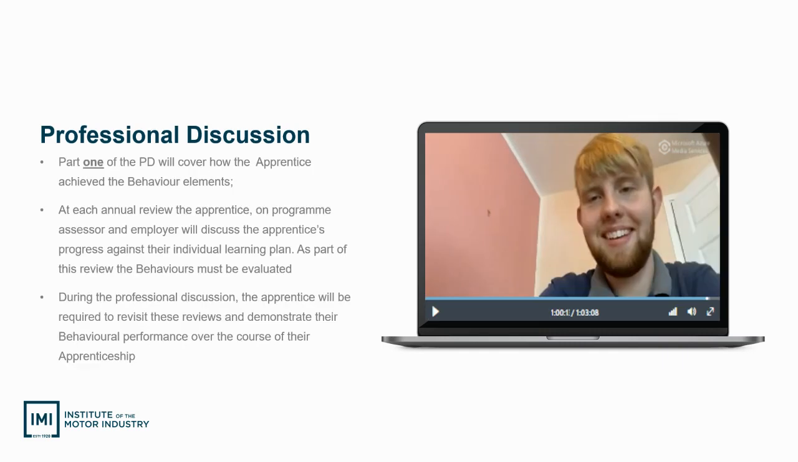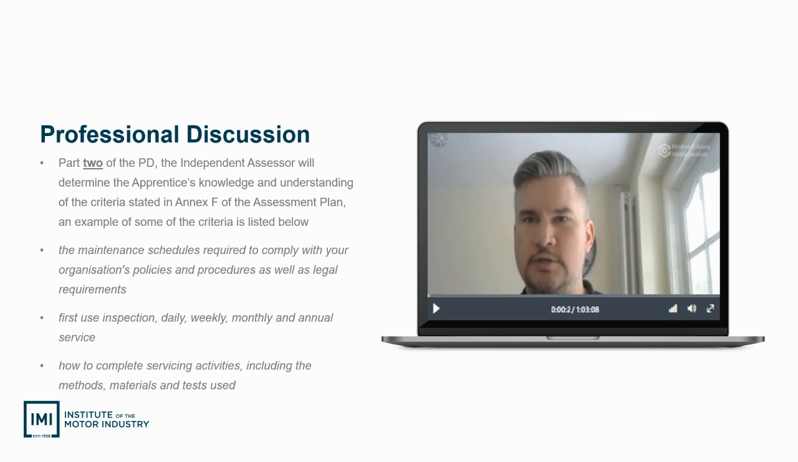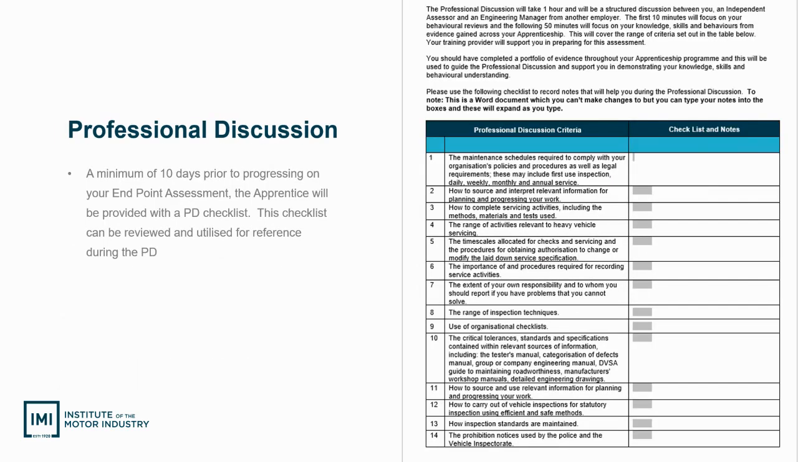The behaviours discussion is based on your behavioural evaluations that are completed within your employer and training provider during the apprenticeship period. The second part of the professional discussion is based on the apprentice's technical application and workplace requirements. Both parts of the professional discussion can be found within the assessment plan as detailed on this slide.